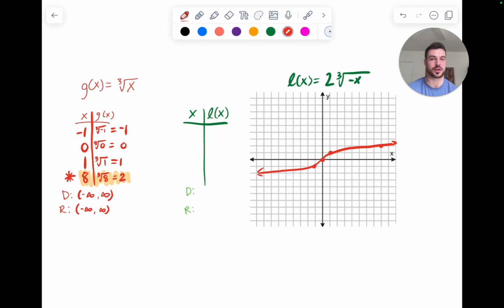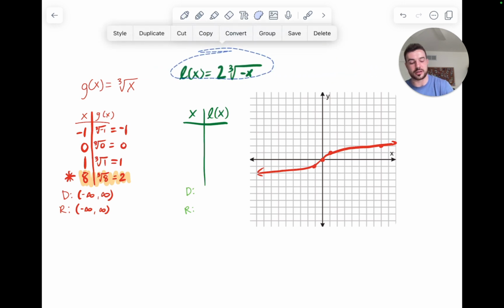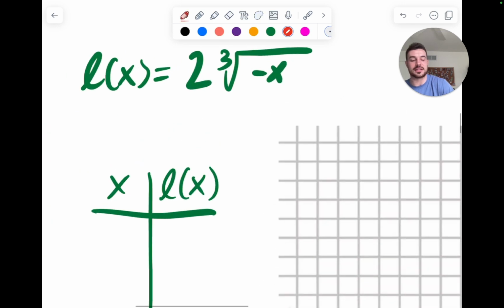Now we need to look at our transformation. So we've got our function L of x here, and I'm going to slide this over so we can label a little bit. I've got a negative on the inside. Remember, multiplication with a negative is going to lead to a reflection.